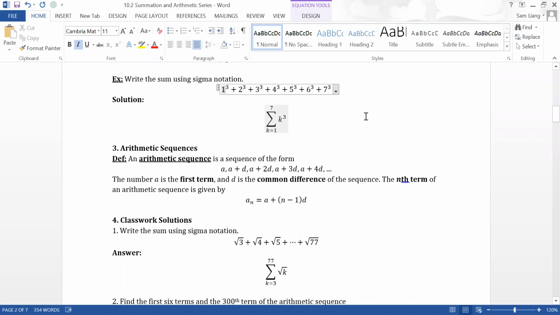The variable, you can change that. It doesn't have to be k. It could be something else, but I decided to use k. So, the sum of k cubed from 1 to 7.